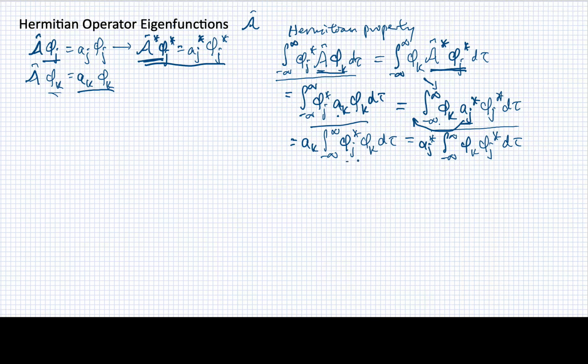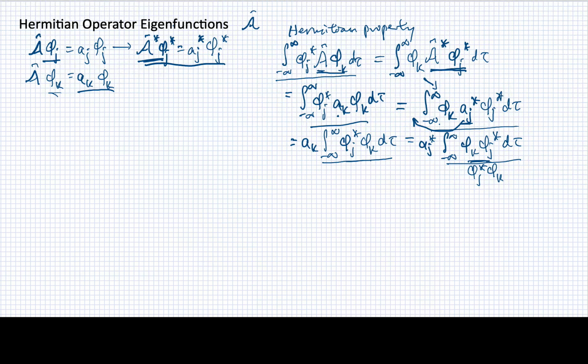And now I'll point out that this is just the multiplication of two functions. All right, there's nothing special about that. There's no operation going on, so it doesn't matter which way I order the functions. The multiplication of functions is a commutative property. So this thing over here would be the same as phi j star phi k. So in effect, this integral and this integral are the same integral.